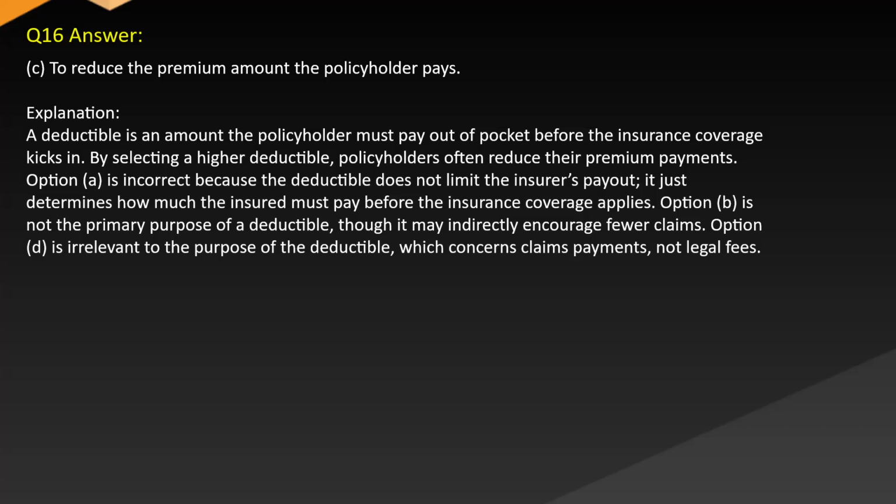Option A is incorrect because the deductible does not limit the insurer's payout, it just determines how much the insured must pay before the insurance coverage applies. Option B is not the primary purpose of a deductible, though it may indirectly encourage fewer claims. Option D is irrelevant to the purpose of the deductible, which concerns claims payments, not legal fees.